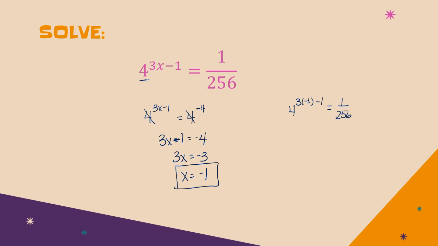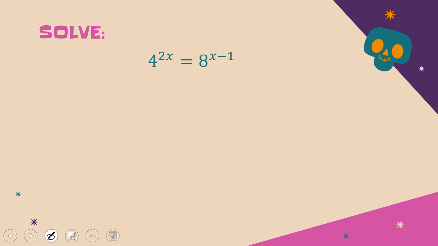So 3 times negative 1 is negative 3. Negative 3 minus 1 is negative 4. And I do know that 4 to the negative 4th is 1 over 256. So I am good. Now, what if I cannot make the bases the same?